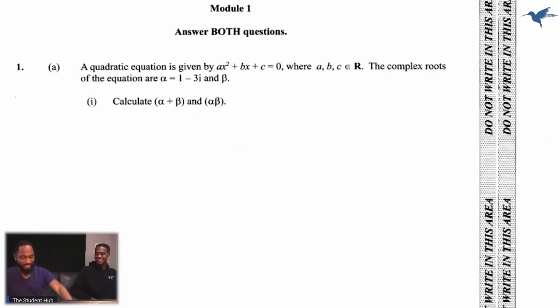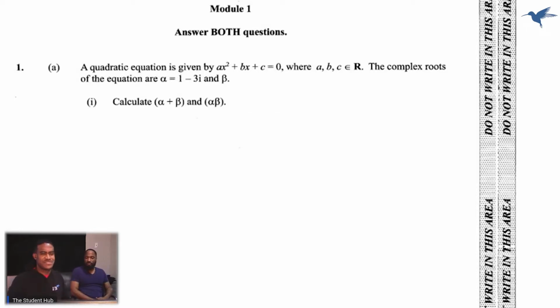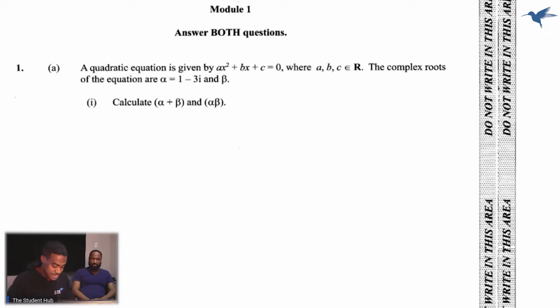What question are we doing here now? So we're looking at a past paper question, and the past paper question comes from 2016, and I think everybody's seeing the question here. We're getting straight into it. Module 1, question 1, right?